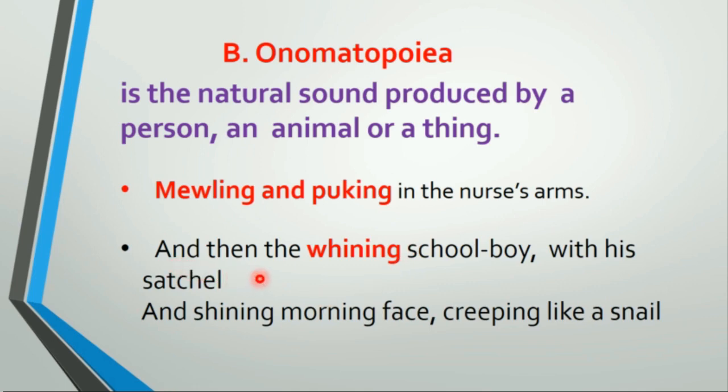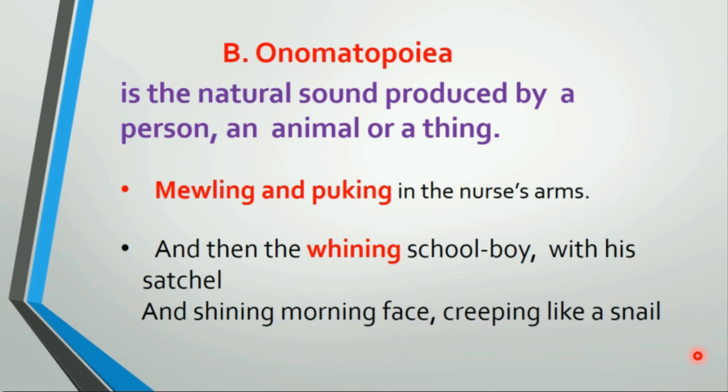Another example that we have is, "and then the whining schoolboy, with his satchel and shining morning face, creeping like a snail." The sound here of a boy who doesn't want to go to school is that they whine. So whining schoolboy. This is an example of an onomatopoeia. Now, to give you a more detailed understanding of that, let me give you my own example.